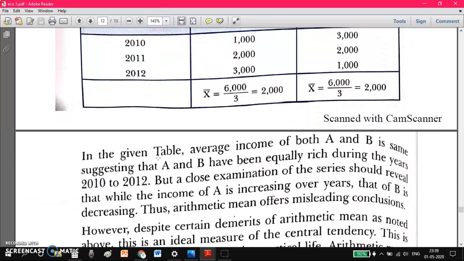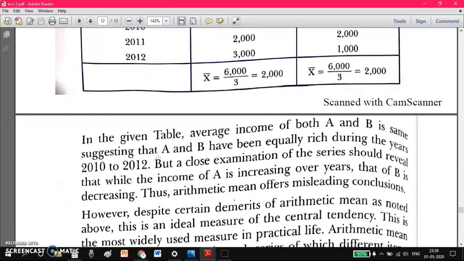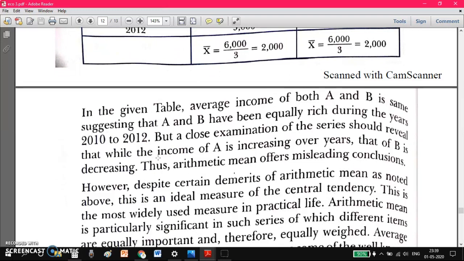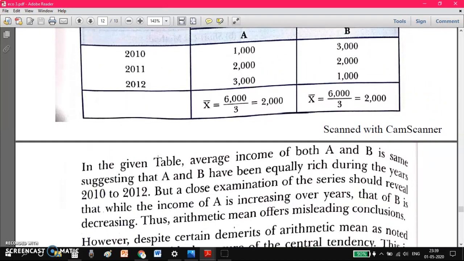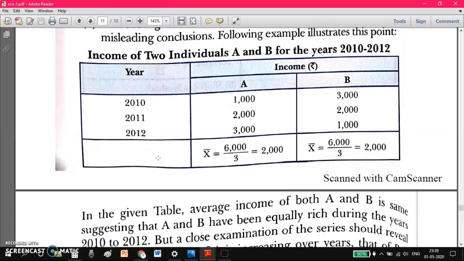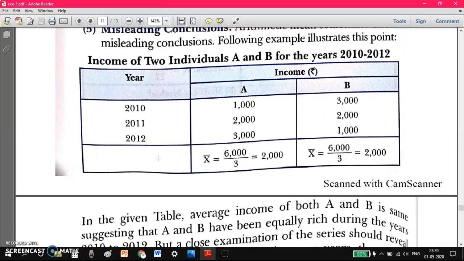In the given table, the average income of both A and B is the same, suggesting that A and B were equally rich during the years 2010 to 2012. But a close examination of the series reveals that while the income of A is increasing over the years, that of B is decreasing. So, see, यहाँ हम देखते हैं एक टेबल दिया हुआ है हमें A and B का, जिनमें इनकी इनकम बताई जा रही है. ठीक है, 2010 में A की इनकम थी 1000 and B की थी 3000. 2011 में A की इनकम है 2000 and B की भी 2000. 2012 में 3000 है A की इनकम but B की इनकम है 1000. So we can see a huge fall in B's income.